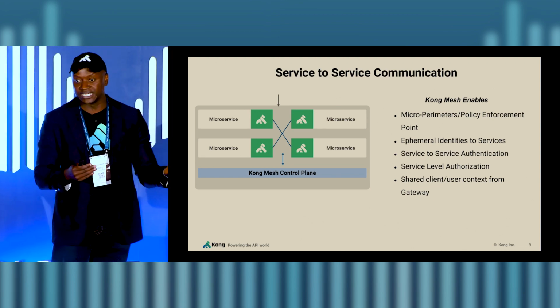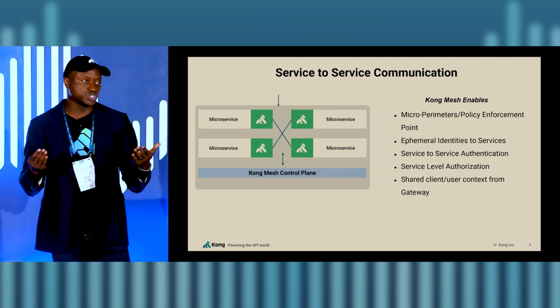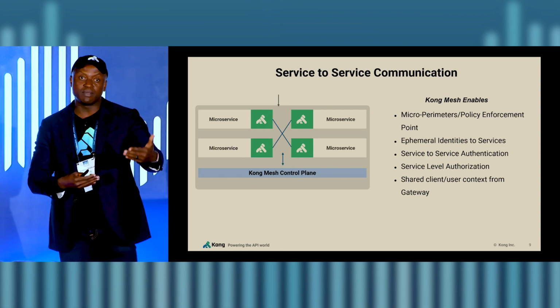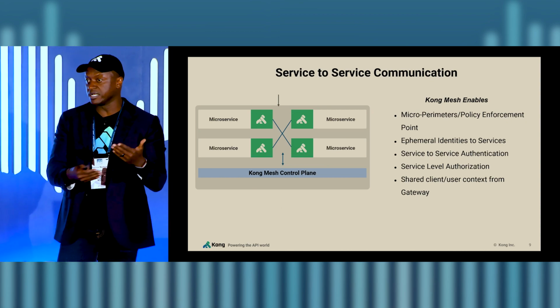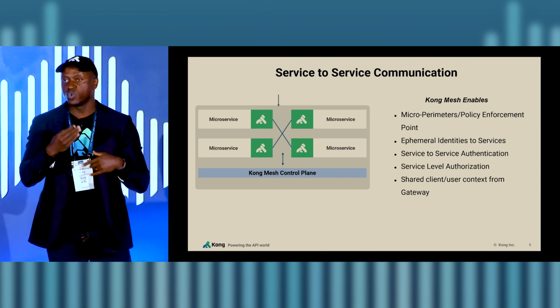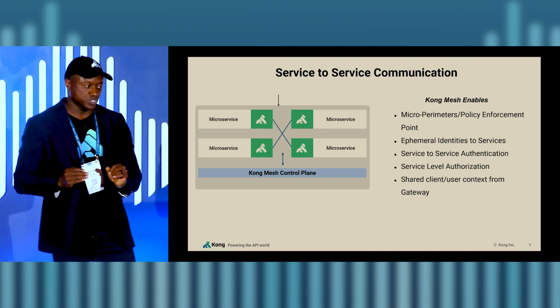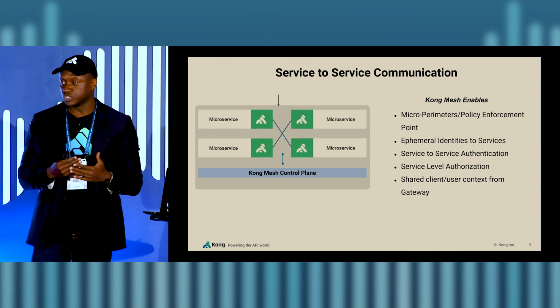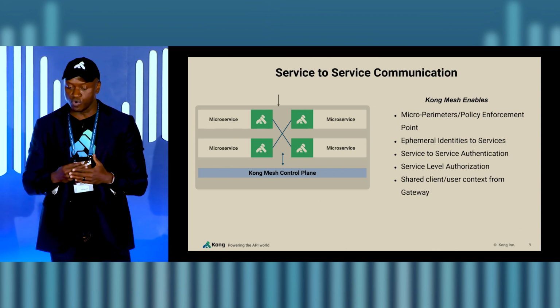We have ephemeral identities for services. So Kong Mesh is responsible for dynamically issuing identities to services that are time-bound. That identity could expire in 15, 20, 30 minutes, which then forces the adversary to try to figure out how to compromise another credential in that time frame and laterally move if they can.